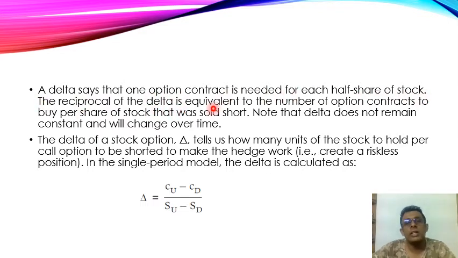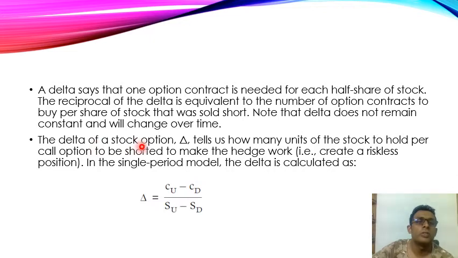The reciprocal of delta is equivalent to the number of option contracts to buy per share of stock that was sold short. Note the delta does not remain constant, it will change over time. So this is what it says. Since delta is 0.5, it says that one option contract is needed for each half of stock. That's why we have taken two long positions for one short position of the stock in that example.